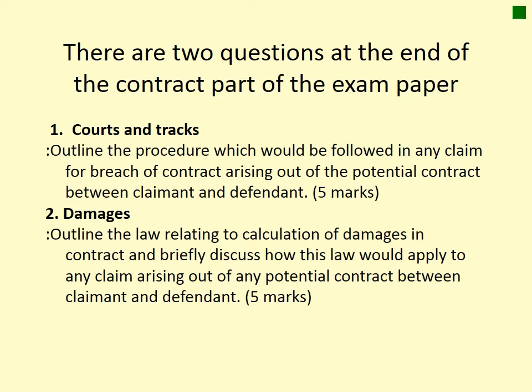And the sort of question that you might get is: outline the procedure which would be followed in any claim for breach of contract arising out of the potential contract between the claimant and the defendant, and that would be 5 marks. The other question would be about damages, and it will be something along the lines of: outline the law relating to the calculation of damages in contract and briefly discuss how this law would apply to any claim arising out of a potential contract between the claimant and the defendant.